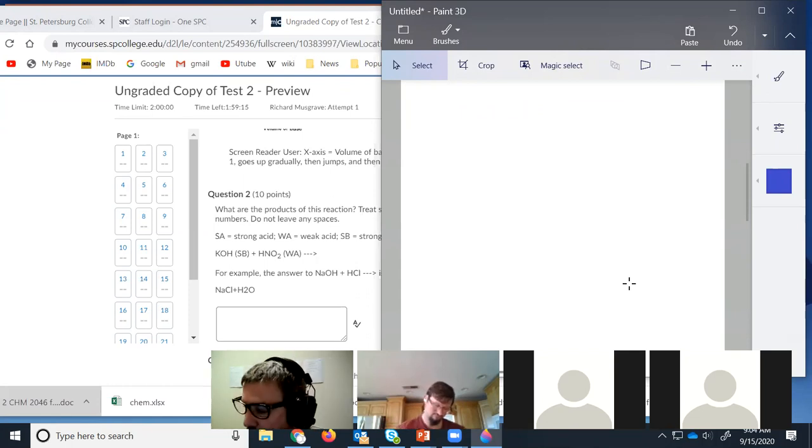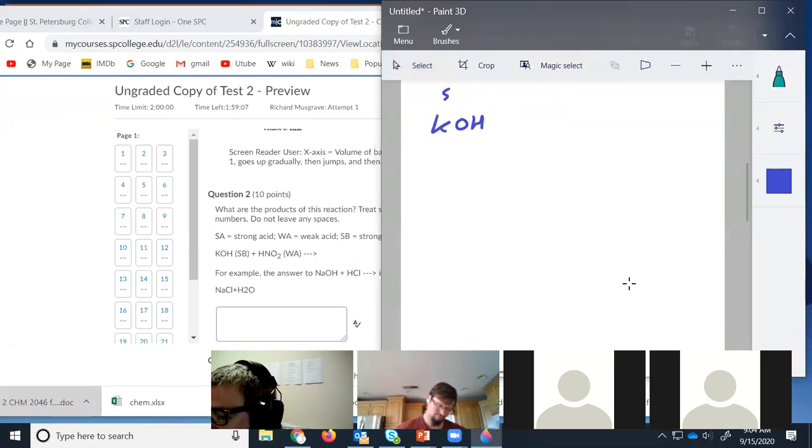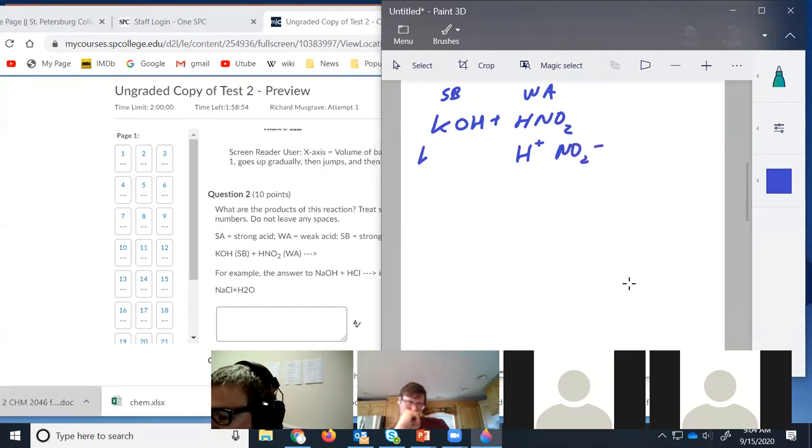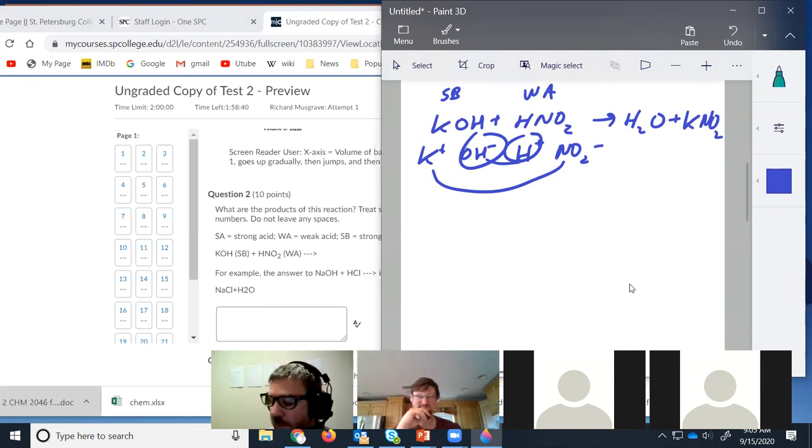All right. So let's see how we do that one. KOH is a strong base, and we've got HNO2, a weak acid. Weak acid will make H plus, NO2 minus. The KOH will do K plus and OH minus. So the OH minus combines with the H plus, that gives us water. And the K plus combines with the NO2 minus to give KNO2. So that's what you should have had. Anybody have any questions about that one?